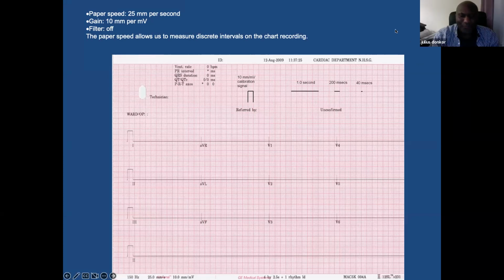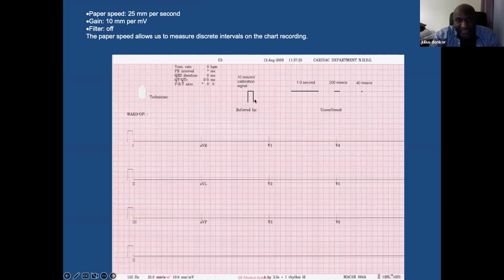Right. Okay. So what we have here is a 12-lead ECG. And it's absolutely essential when you're looking at an ECG, even before you look at the rhythm itself, that you look at the calibration settings on it. The standard calibration setting should be, if you look at the top here, 10 millimeters per millivolt. So when you look at an ECG, you either see this 10 millimeters per millivolt, or you see this calibration.